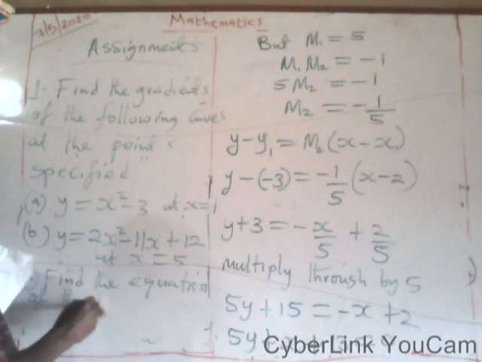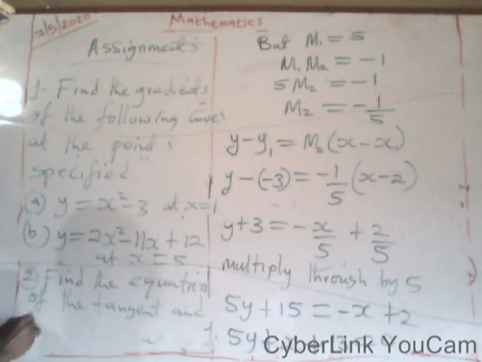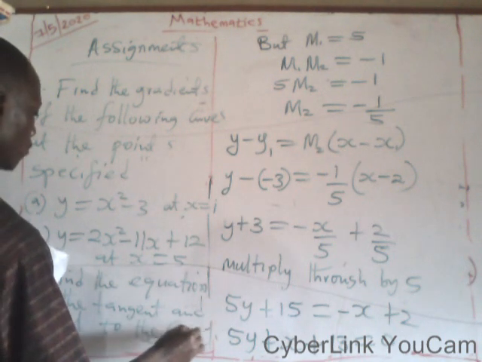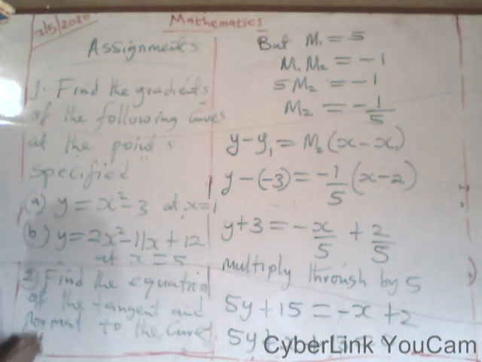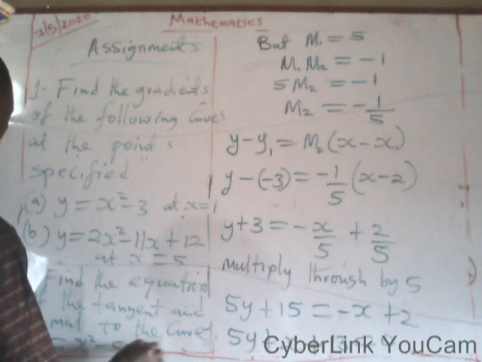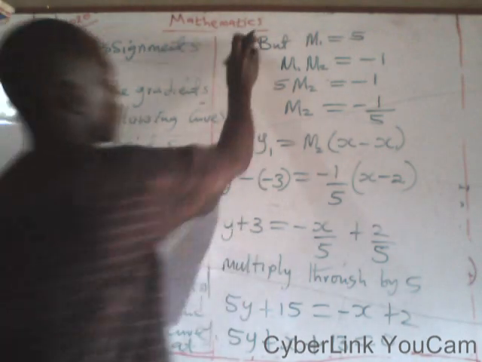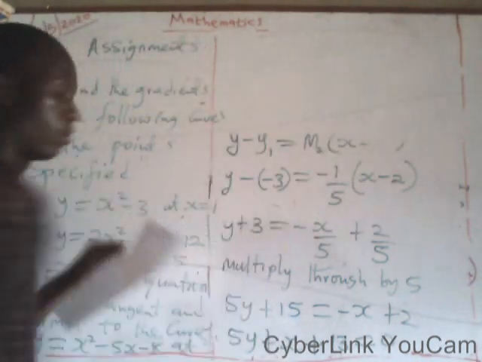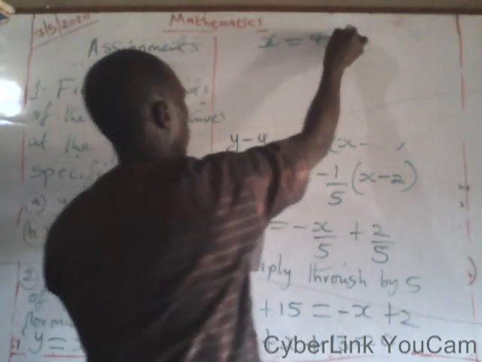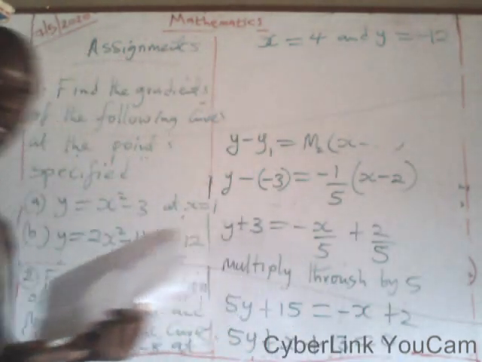of the tangent and normal to the curve y is equal to x squared minus 5x minus 8 at x equal to 4 and y is equal to minus 12. So that is your assignment.